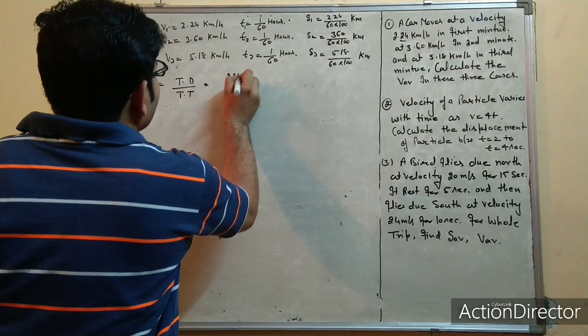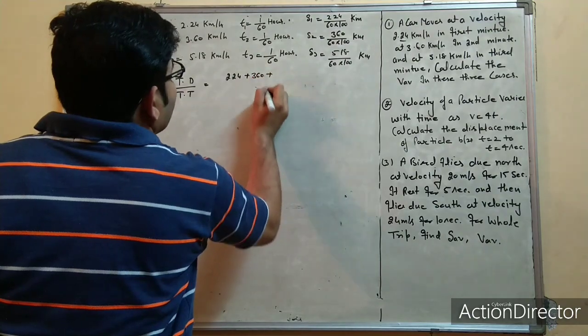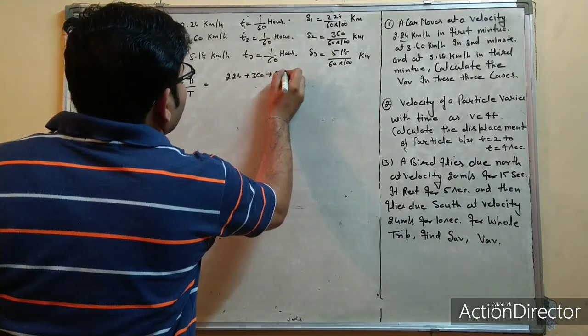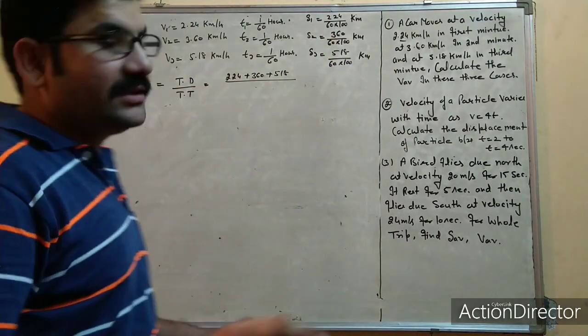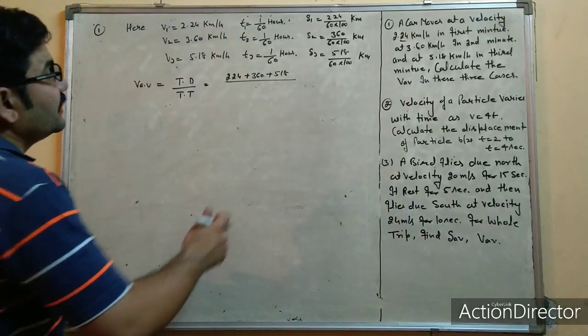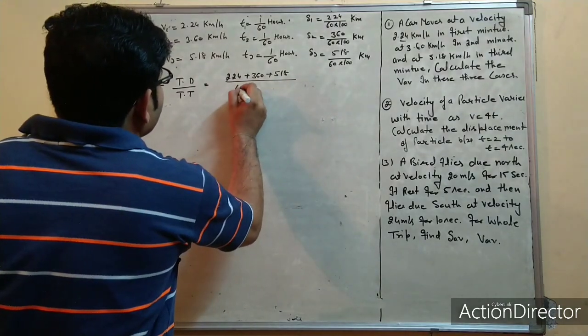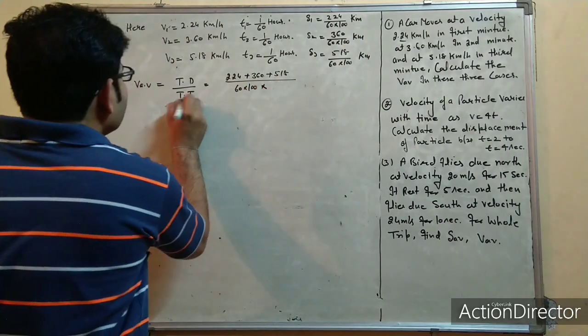It is 224 plus 360 plus 518, and the denominator is common. If the baseline is the same, then the upper part is always added, by the mathematical identity. So it will be over 60 into 100, into the total time.